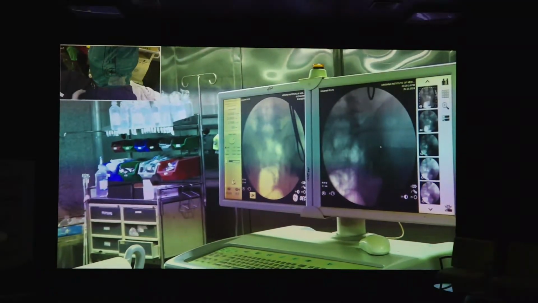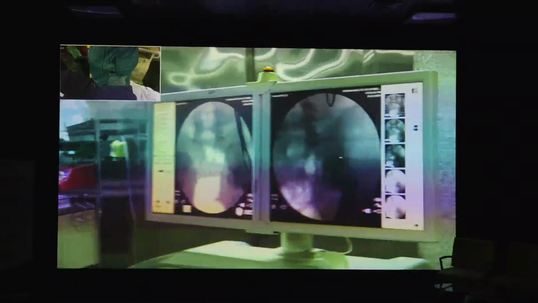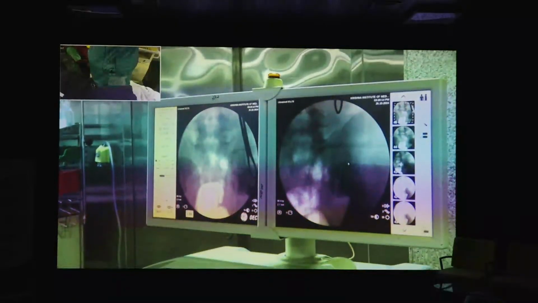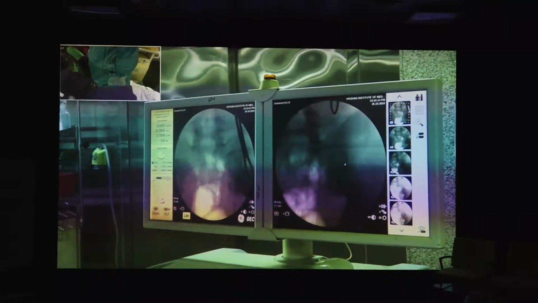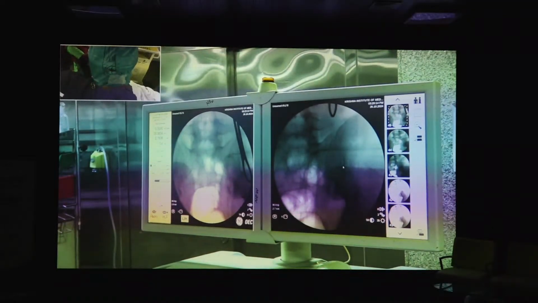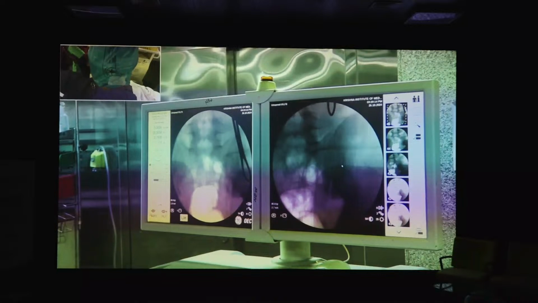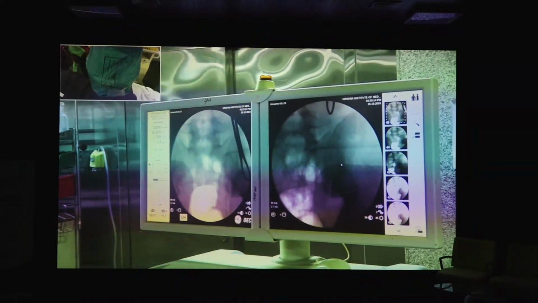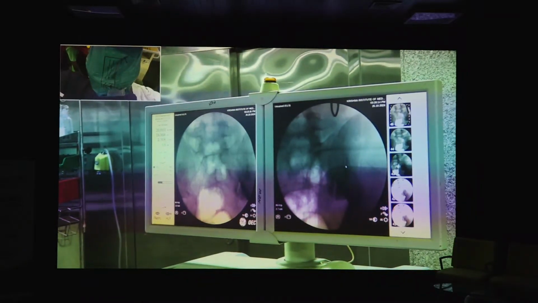We ask the radio technician to give an oblique tilt of around 15 degrees to the opposite side. Many of the procedures that we do with the fluoroscopy are ipsilateral. This is the one procedure where we do the contralateral movement of the fluoroscopy.